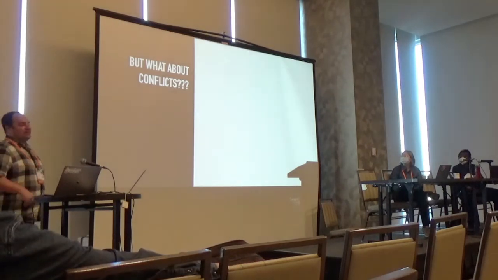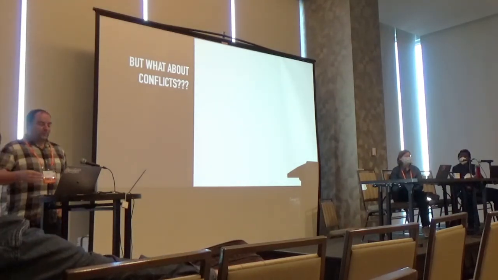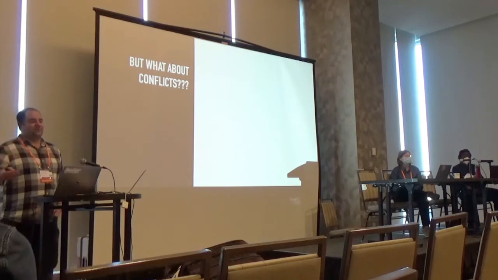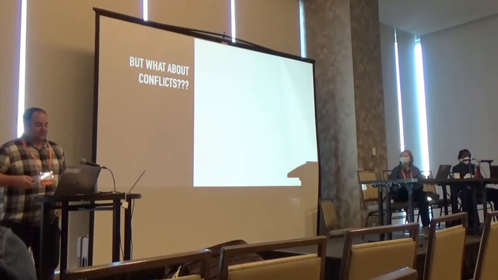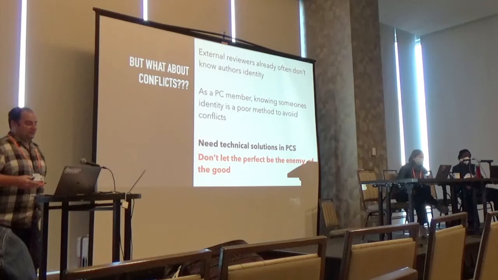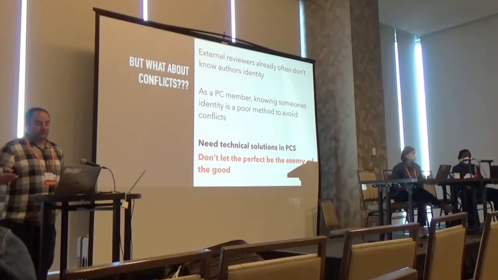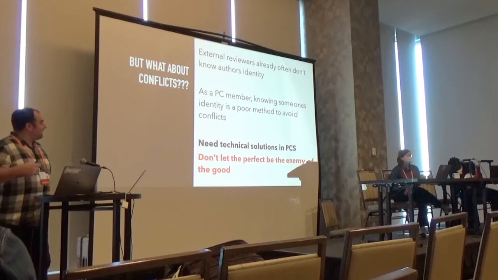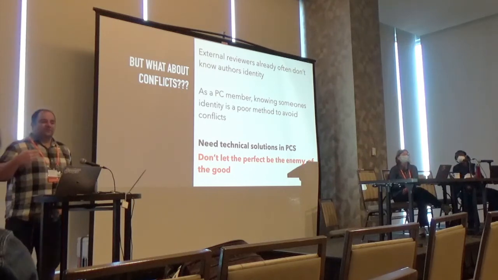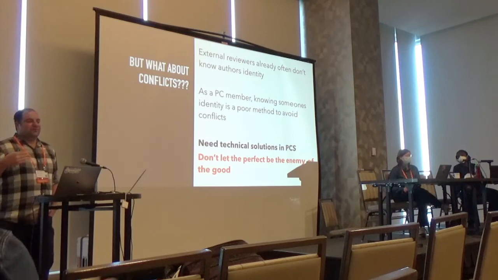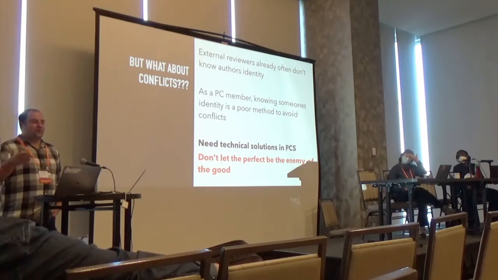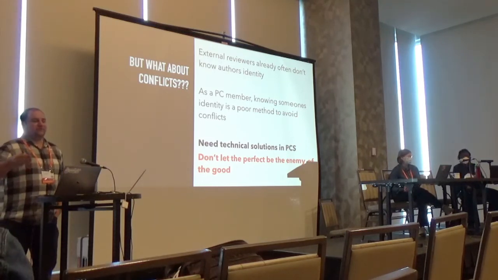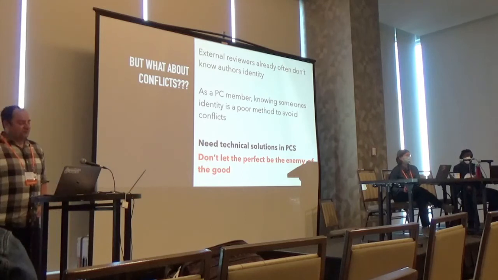Some of you might now be having some questions, like, but what about conflicts? How do we manage conflicts? And I think conflicts aren't really a reason to not do this. External reviewers already often don't know the author's identity because they choose optionally double-blind. PC members know, I can't really manage conflict just by knowing somebody's identity, right? I don't know every author on a paper, all of their friends, and all of their former advisors. So that just doesn't help.